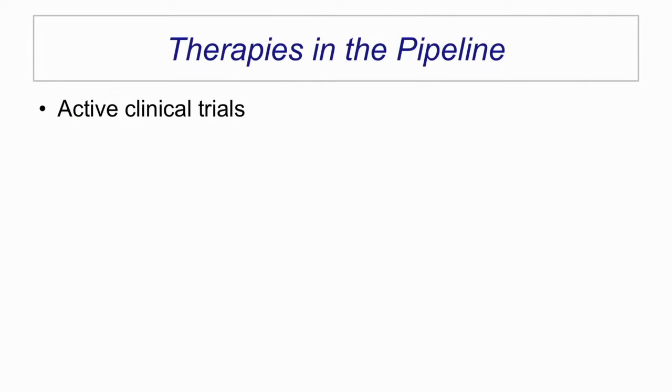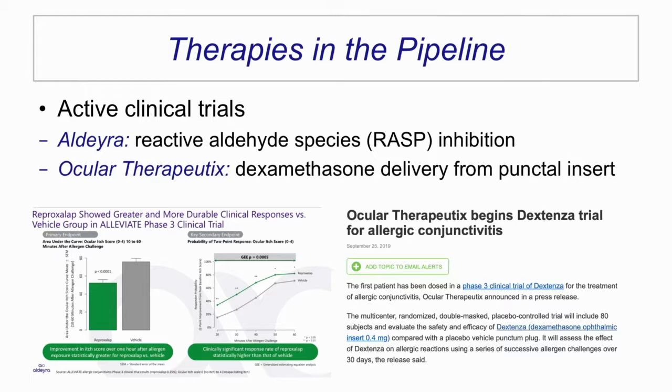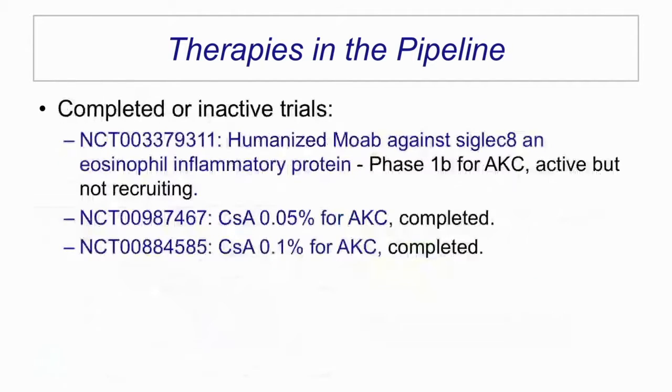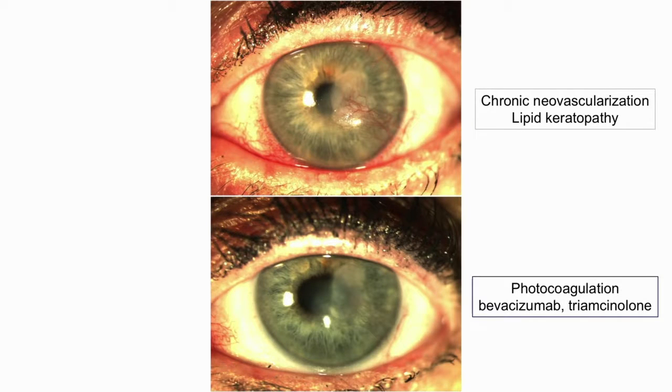There's also a number of therapies in the pipeline, including the reactive aldehyde species inhibitor, which has shown decreases in itching symptoms in a cat model. And then more recently, trials have started for the dexamethasone punctal insert. And there are also completed or inactive trials, although the top treatment, the humanized monoclonal anti-Siglec-8 antibody, their results are being reported at the Academy meeting here by Dr. Joe Tauber. There are other management challenges, including chronic epitheliopathy, non-healing epithelial defects, neovascularization, and limbal stem cell deficiency.